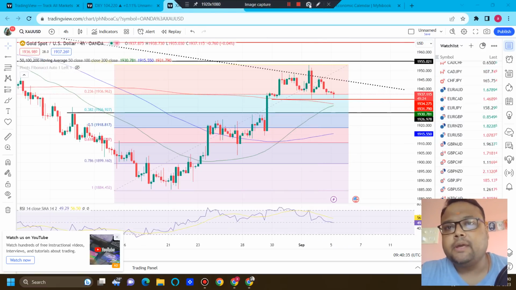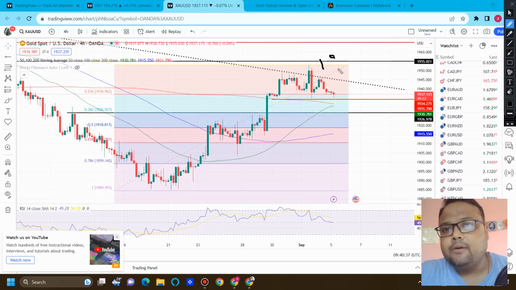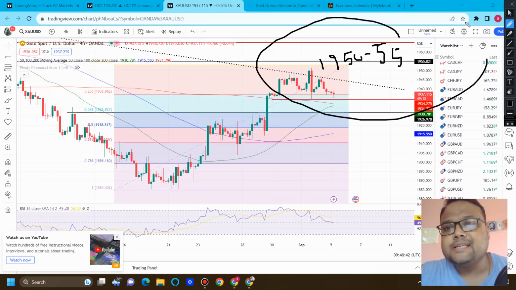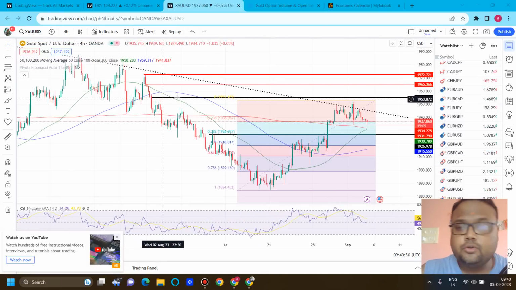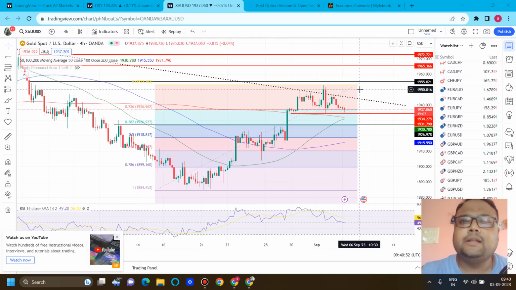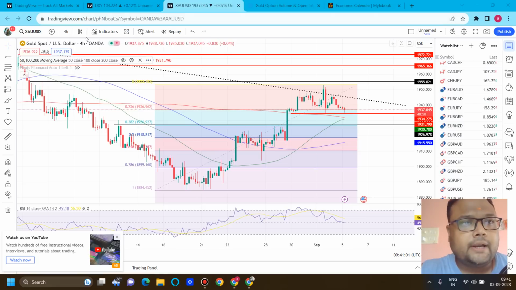For example, if gold moves up around 1950 to 1955, it's a sell zone for us. You can see here previous price rejection around this area, then here also we can see previous price rejection. So if gold starts going up, then around 1950, 1955 we have a sellers' zone. If you see the market reversing from there, no need to look at the market on the 4 hours time frame. It will be very slow for confirmation.